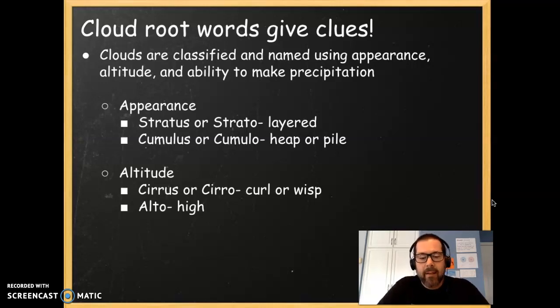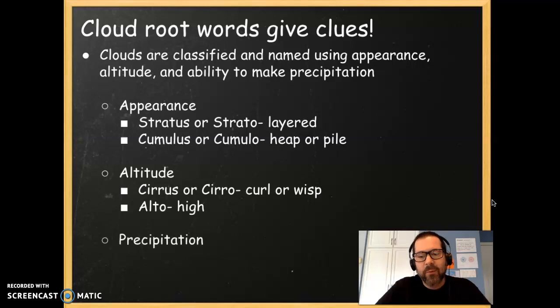And although alto means high, that's a little deceiving, because any cloud that has the prefix alto before it is actually going to be a mid-level cloud. They're going to be below the cirrus clouds, but they're not usually at the lowest level of the atmosphere.